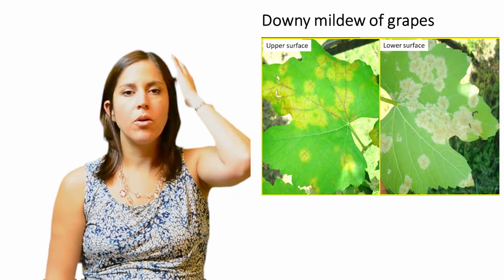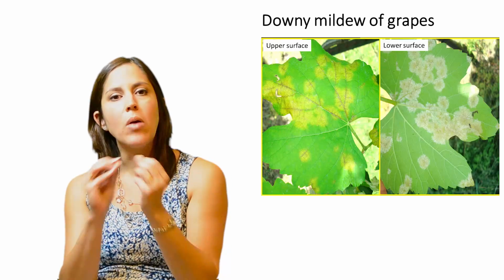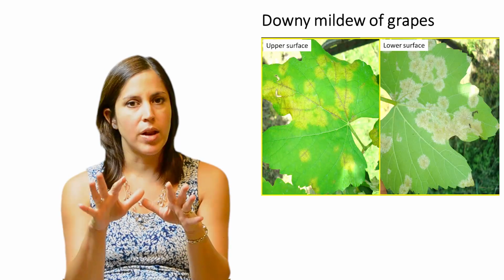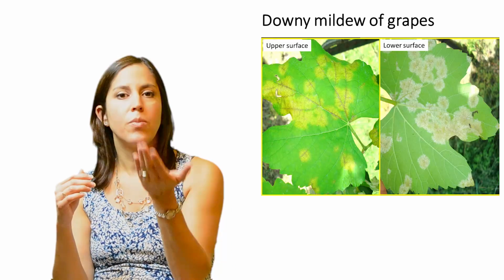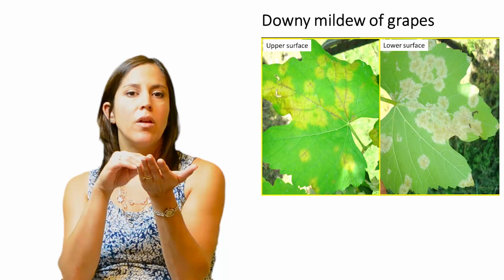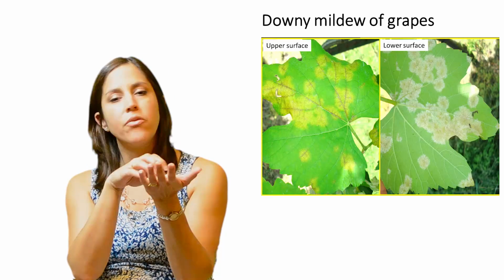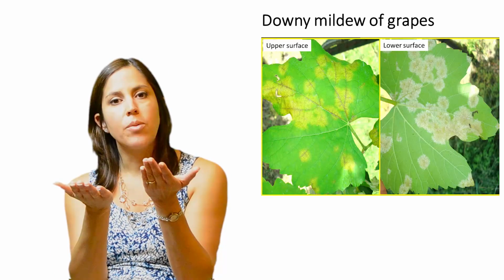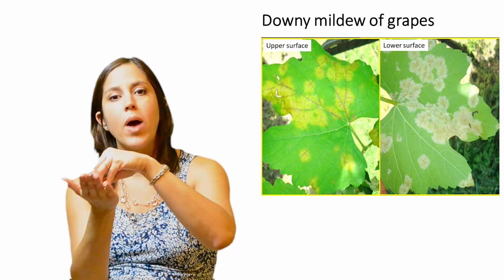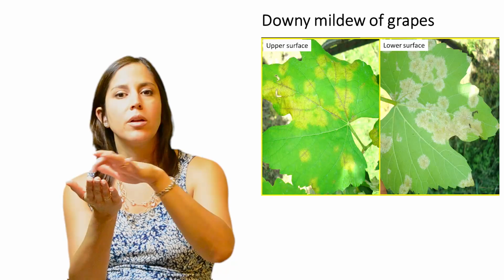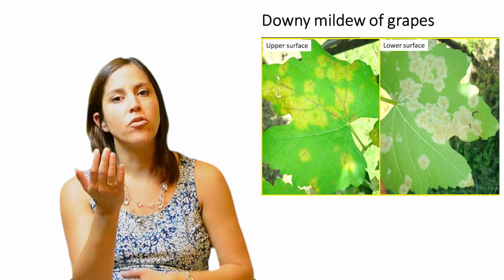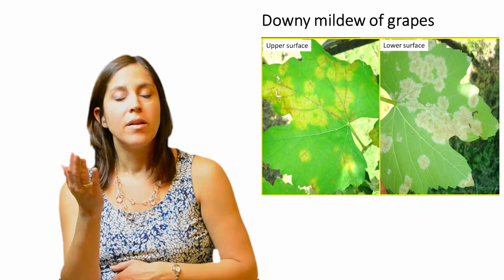So the way that downy mildew looks, and this is just an example in grapes, is that on the upper surface of the leaf, it's going to look more like a yellowing of the leaf. But when you turn the leaf around, that's when you're going to see the white, grayish, or sometimes a little bit brown spots of the fungus that is growing, or this oomycete that is growing.